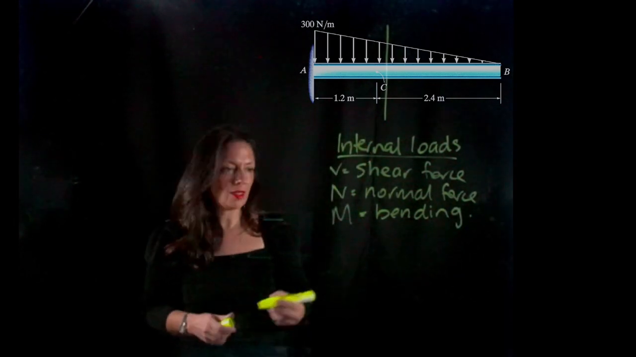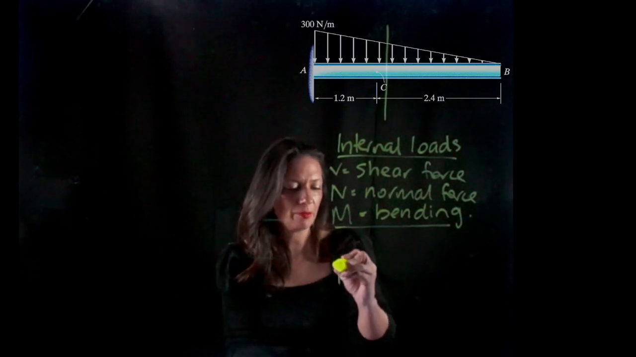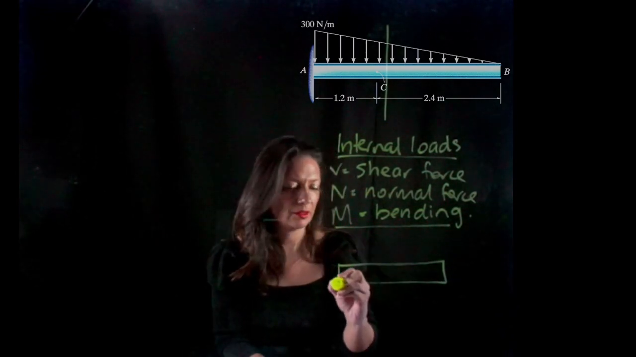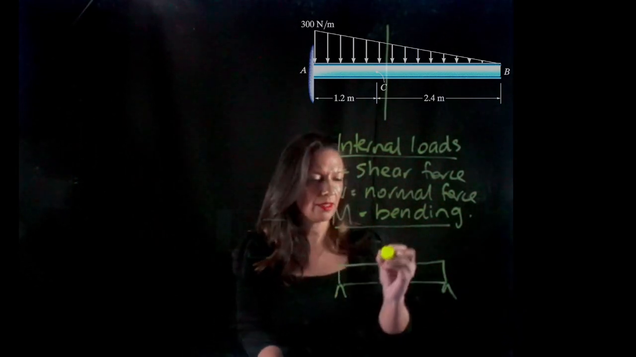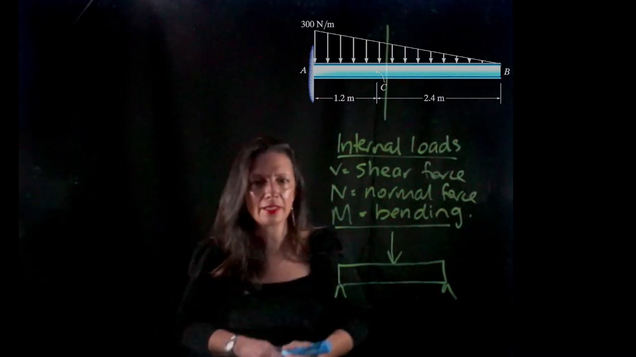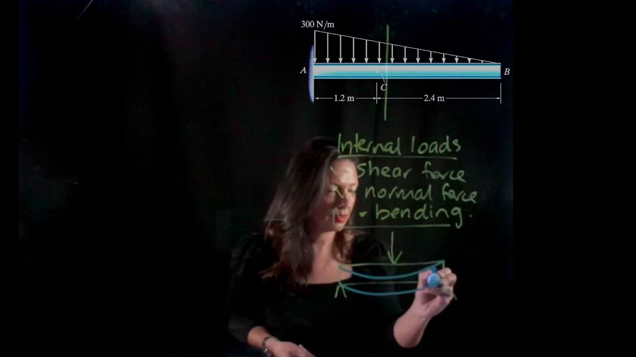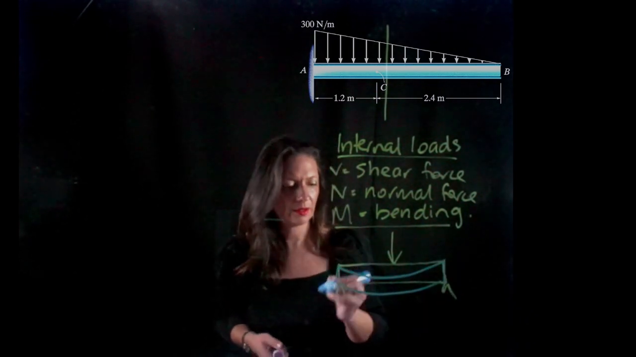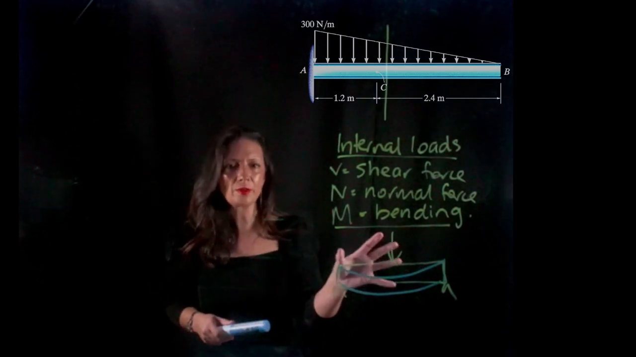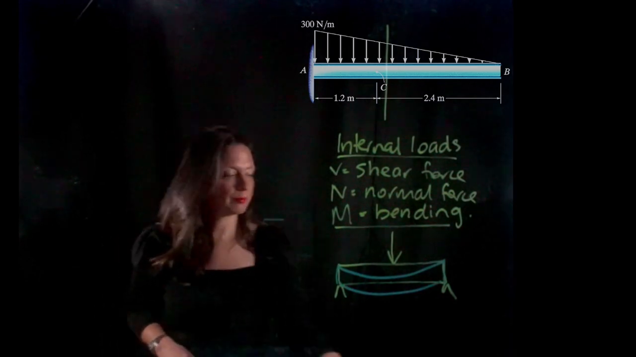Okay. So when we talk about bending moment, we're saying that if I have a beam here, and I have two ends, and there is a load, what's going to happen to this beam? It's going to bend. This is what we're talking about when we're talking about bending moment. So, let's just clean this off.